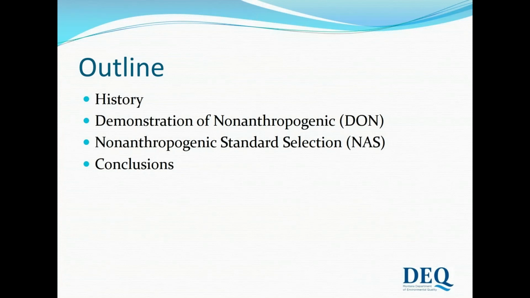The presentation today will go over a little bit of history about the non-anthropogenic standard selection. It is a two-step process that has been developed. The first step has been acronymed the DAWN, and that's the demonstration of non-anthropogenic. And the second step is the actual NASS, or the non-anthropogenic standard selection. And then we'll go over some conclusions.